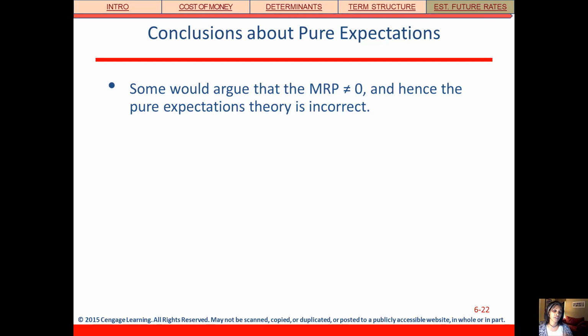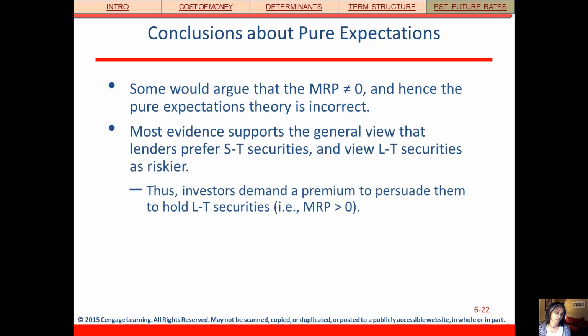So our conclusions are that if the MRP is not equal to 0, then this doesn't work. But most evidence tends to support this view, so this is a reasonable way of estimating future interest rates.